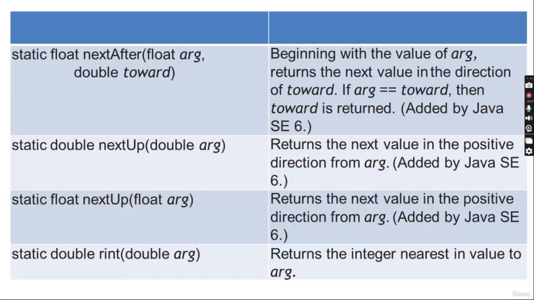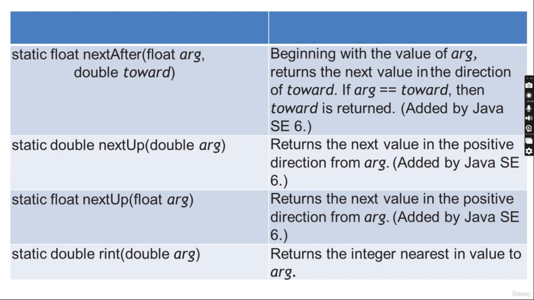Then static float nextAfter(float argument, double toward): beginning with the value of argument, returns the next value in the direction of toward. If argument is equal to toward, then toward is returned. Added by Java SE 6.